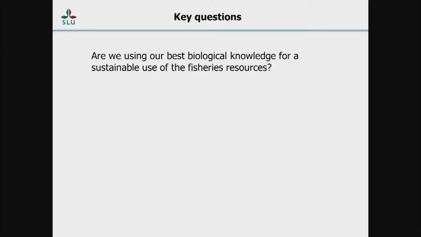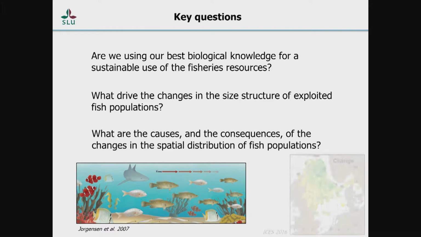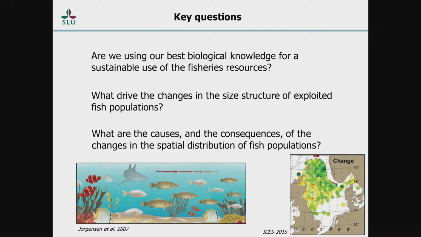So one of the main questions that we work with is whether we actually use in the best way all the biological knowledge that we have on the fish species, and on the interaction between species, in the management of the species. A question inside this main question is: what are the drivers of the change in the size structure of populations and of the fish community? Why do we have changes in the size range, for example, of different fish populations over time? And another very important question that we work with is what the drivers of the spatial distribution of the fish species in the sea are, and what the consequences of this change in distribution are.